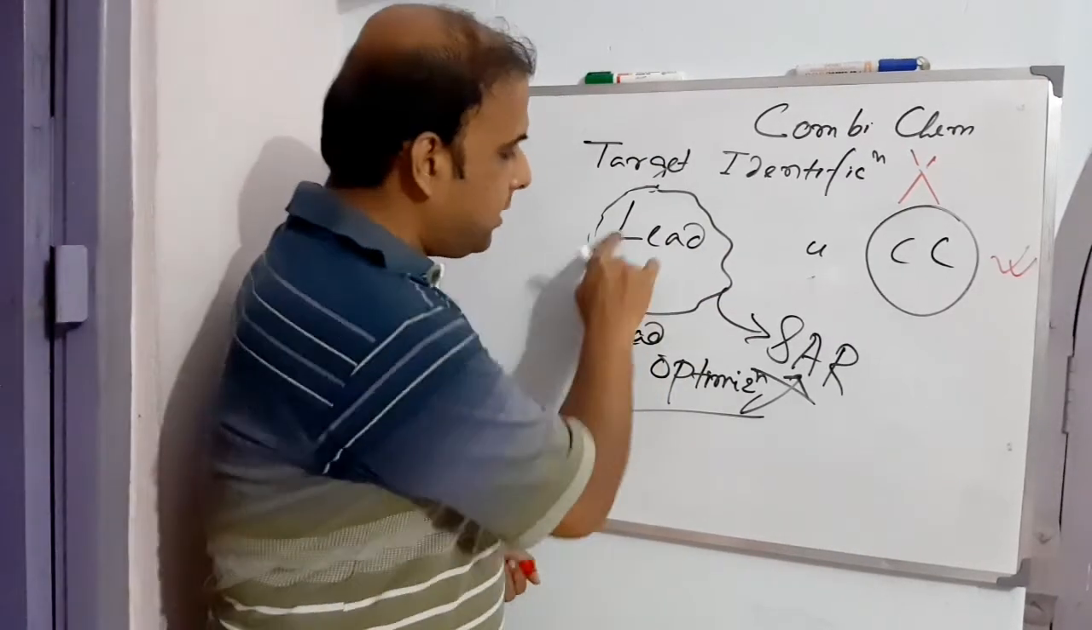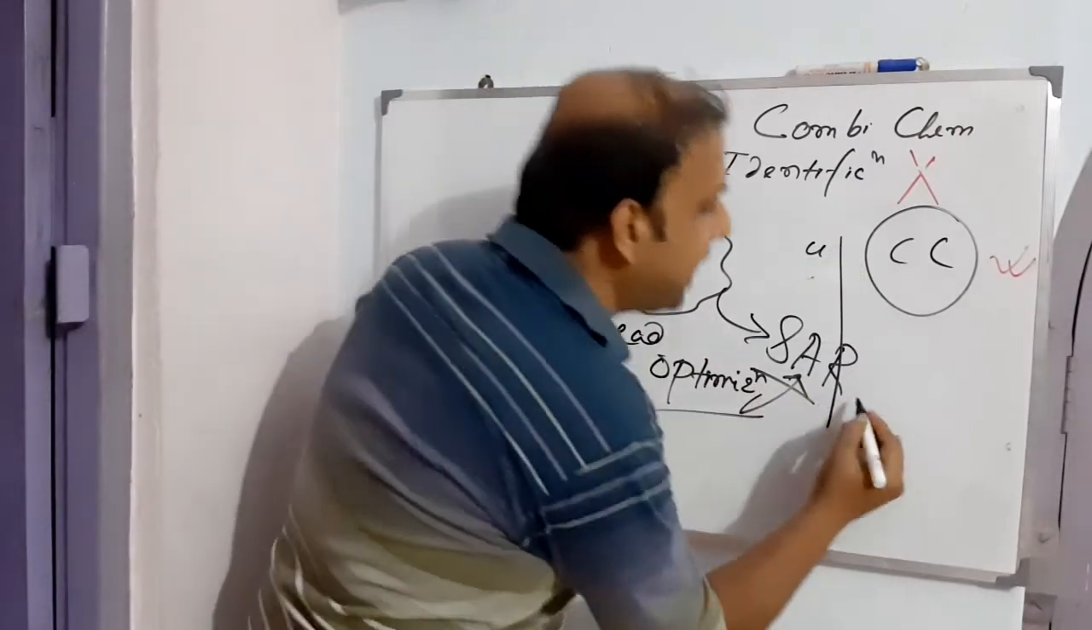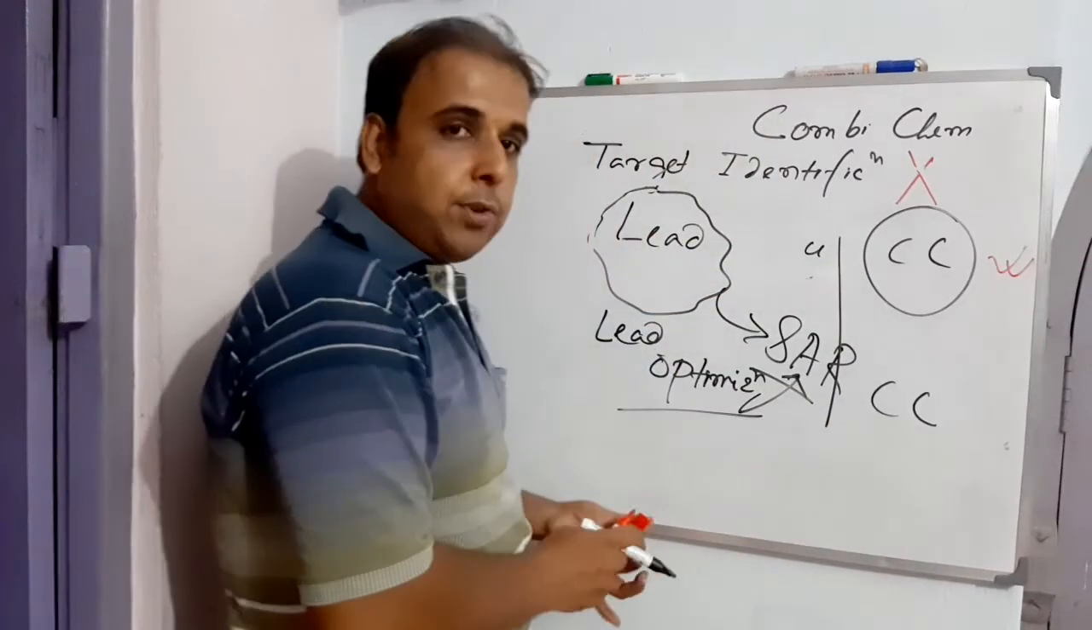So lead identification and lead optimization. These two are the steps of drug discovery where you can find the application of combinatorial chemistry.